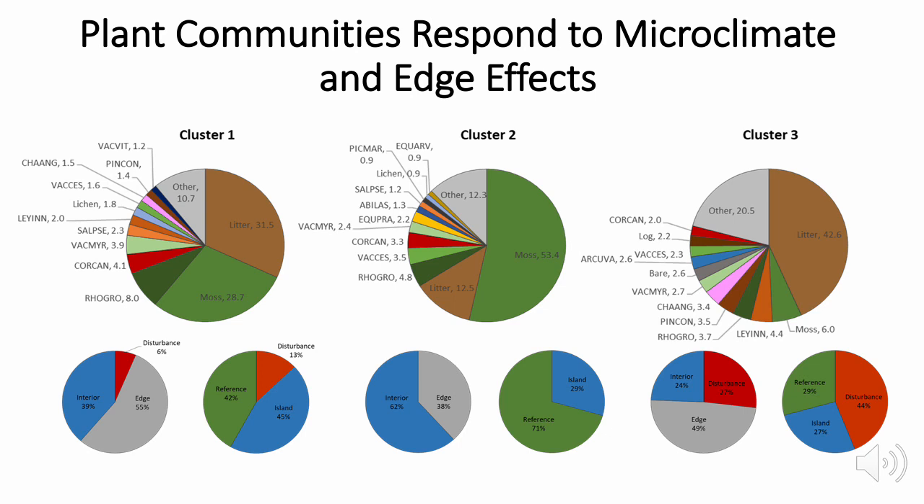Here's a quick look at our three clusters. Cluster 1 is essentially representing our edge environments. It's sort of a mixture of clusters 2 and 3. Cluster 2 is associated with forest interiors. It has a high amount of moss, low amounts of litter, and a bunch of ericaceous shrubs like Labrador tea and different types of blueberries. Cluster 3 is associated with disturbances. It has a high amount of litter, a low amount of moss, ericaceous shrubs again, but it also has higher quantities of things like hairy wild rye and fireweed, which are typically associated with post-disturbance landscapes.